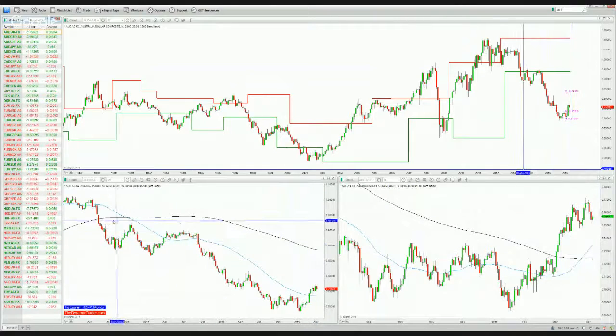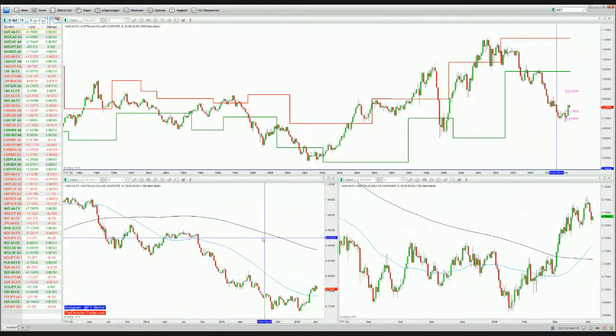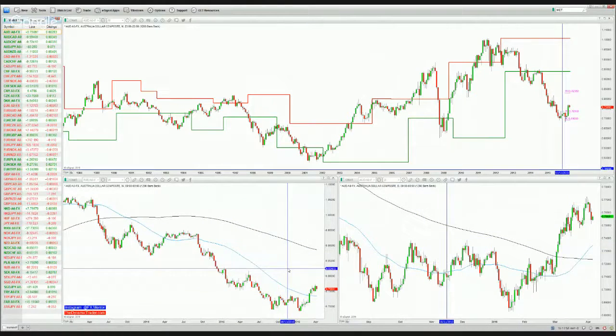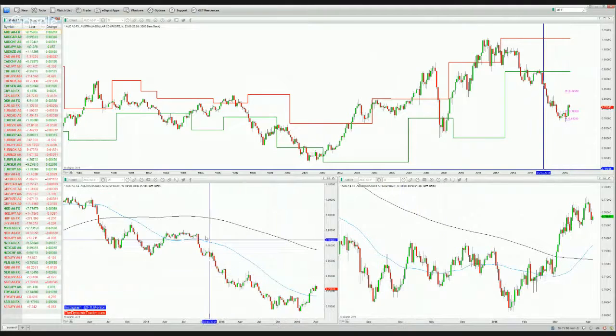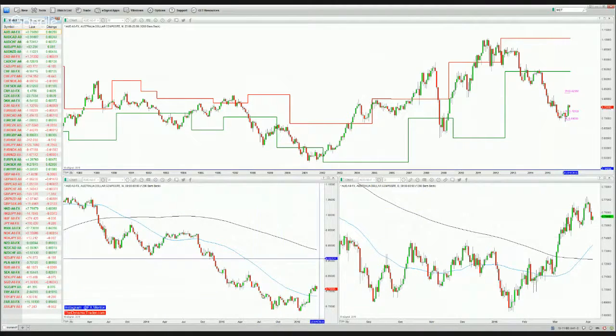So what I'm looking for when it comes to the weekly and the daily time frame is alignment. So I want to see the weekly and the daily moving in the same direction. And how do I do that? Well, in a bear market, I want to see price trading below both the 200 and the 50 on the weekly and the daily time frame. And in a bull market, I want to see price trading above the 200 and above the 50 on both the weekly and the daily time frame. That's what I'm looking for. I'm looking for trend direction and alignment.